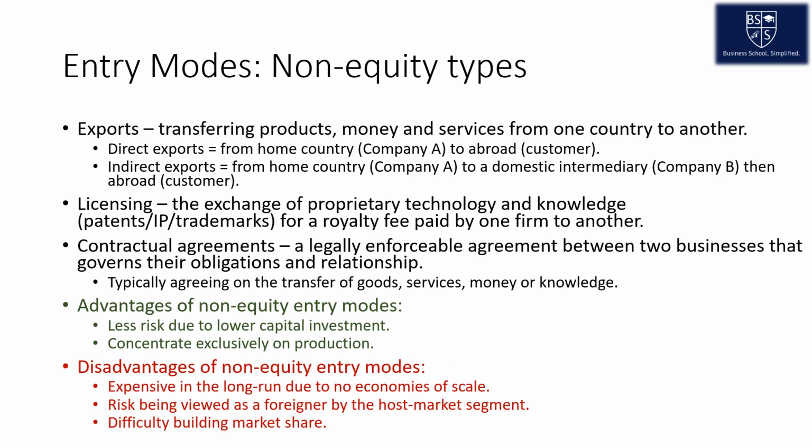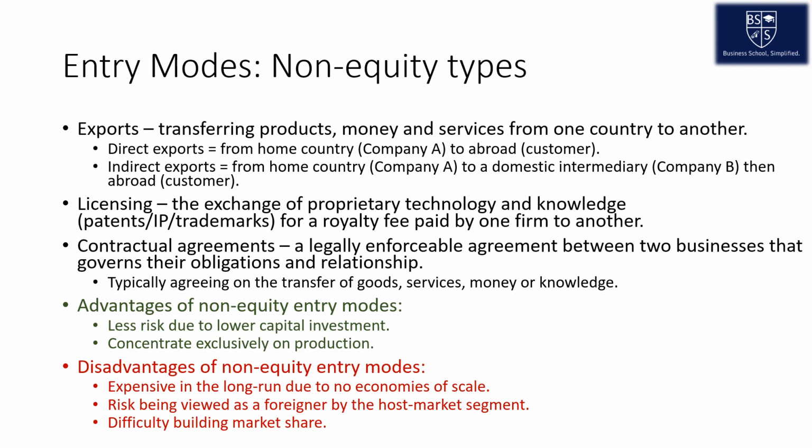The other type of entry mode, non-equity, also has three types, these being exports, licensing, and contractual agreements. Exports are the simple transfer of goods from one country to another. Direct exports are those exports completed by the company, whereas indirect exports are similar, but they involve an intermediary who exports on behalf of the company.